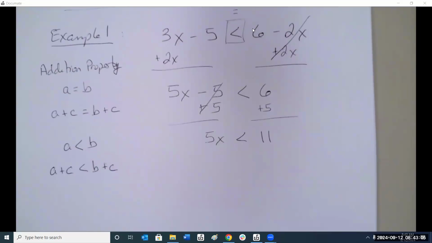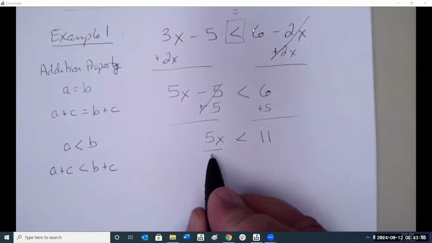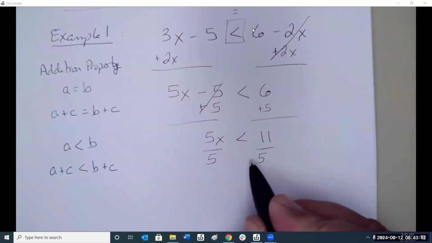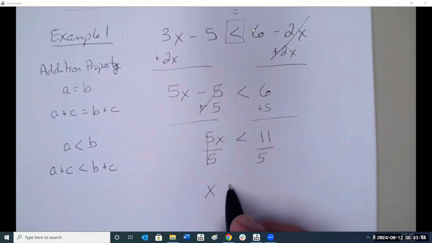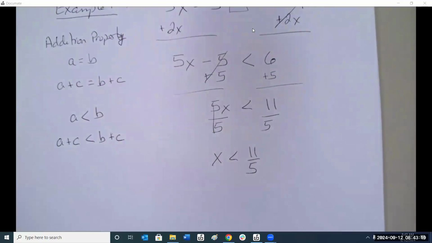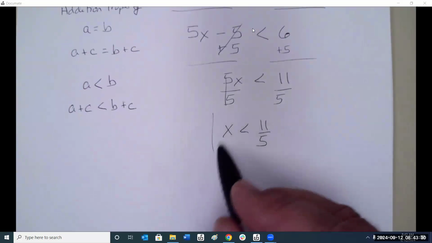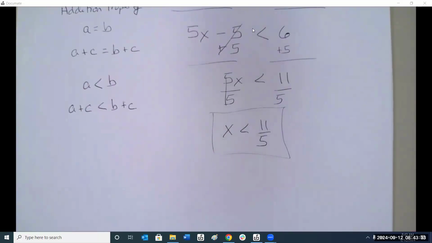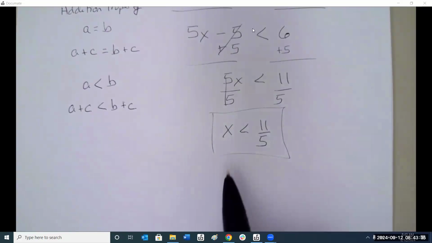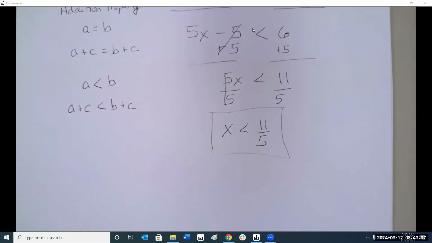So 5x is less than 11. Last step, divide by 5. So x is less than 11/5. It'll accept improper fractions, even though in the real world of math, it's not acceptable. So we would change this to 2 1/5. Okay, what notation is this? Set notation. So convert it into interval and graph it.